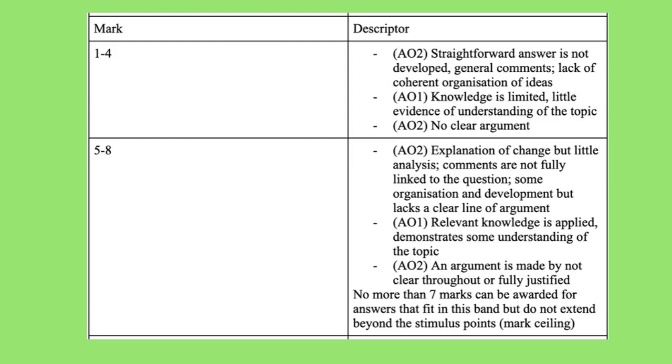Here are the bottom 2 bands for this question, which are also explained further in the overview video. But you might notice that we're seeing words like straightforward, not developed, general, lack of coherent organisation, knowledge is limited. So if you're scoring in these bands, it might just mean that you've given some statements, but they're not explained fully. So try and bring in evidence from your own knowledge to explain why you've said that. Try and be specific as well. If you're just giving sort of overarching themes, then maybe it's difficult for the examiner to score you highly. So if you can give some specific examples or be really precise with your points, then that's also really positive.